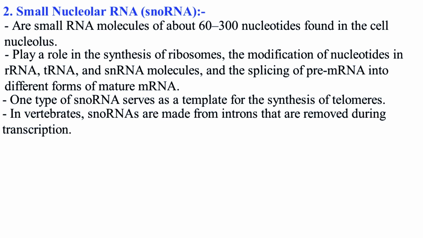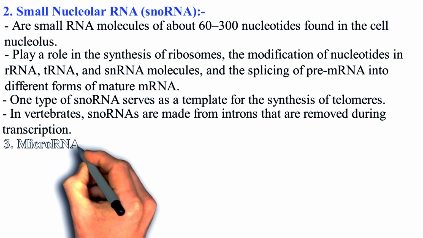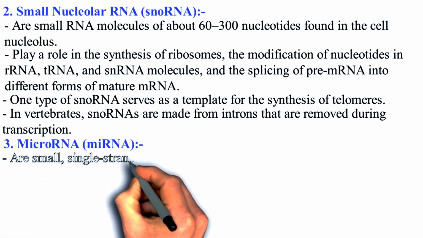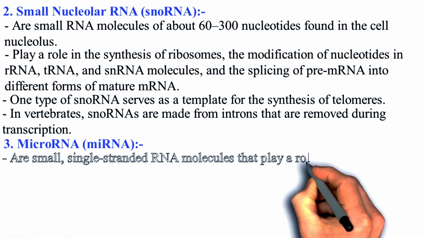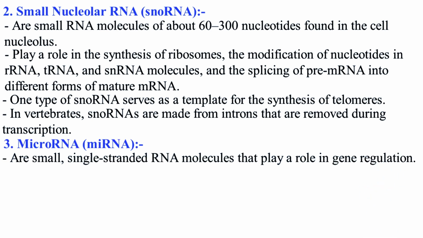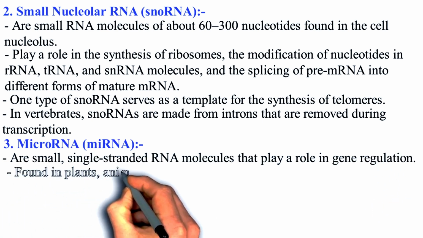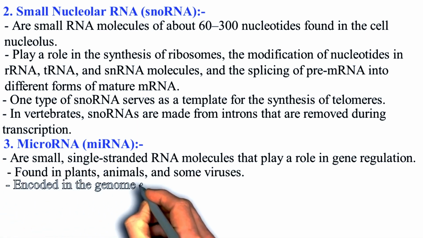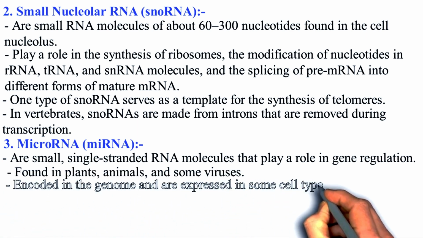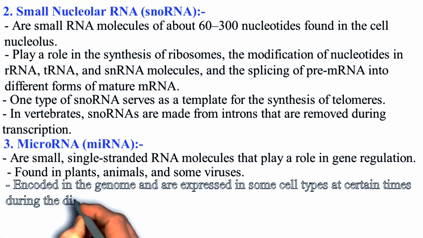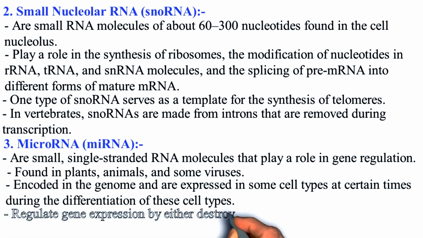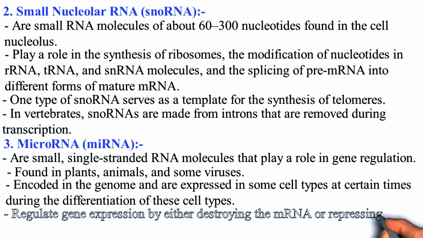Third, microRNA, or miRNA. MicroRNAs, or miRNAs, are small, single-stranded RNA molecules that play a role in gene regulation. They are found in plants, animals, and some viruses. miRNAs are encoded in the genome and are expressed in some cell types at certain times during the differentiation of these cell types. miRNAs regulate gene expression by either destroying the mRNA or repressing its translation.